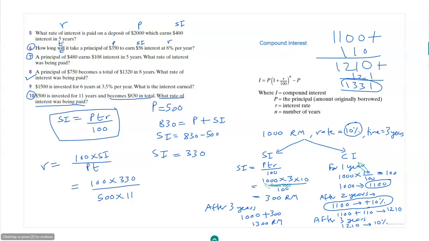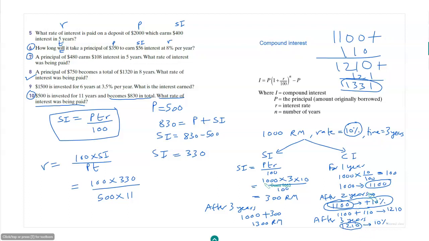So you understood the difference, right? The difference is that in compound interest, the interest after each period gets added to the principal. And then for the next year, that 10% is calculated on the total 1100, and for the third year, that 10% is calculated on 1210. So this keeps increasing, right?